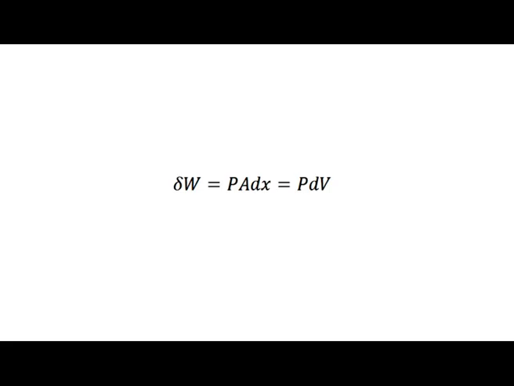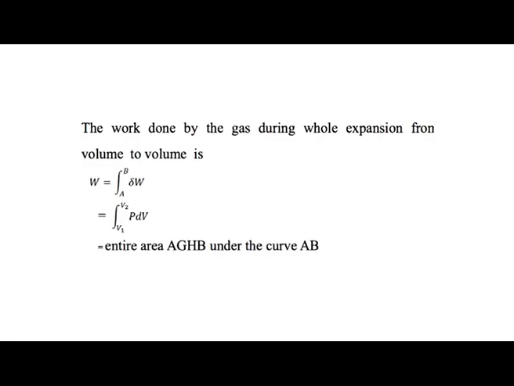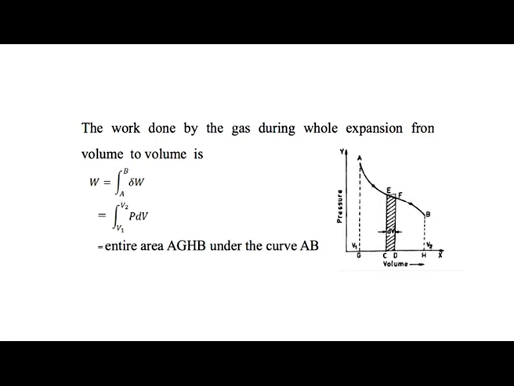If the piston moves through an infinitesimal distance, an infinitesimal amount of work is done by the gas and is given by delta W is equal to P A dx, which is equal to P dV. Here A dx is equal to dV, where A is the area of the cross section of the piston. The work done by the gas during the whole expansion is W is equal to the integral from A to B of delta W, which is the integral from V1 to V2 of P dV, which is equal to the entire area AGHB under the curve AB.